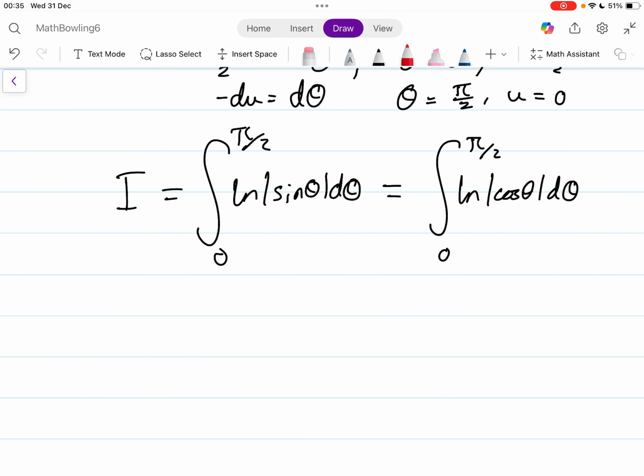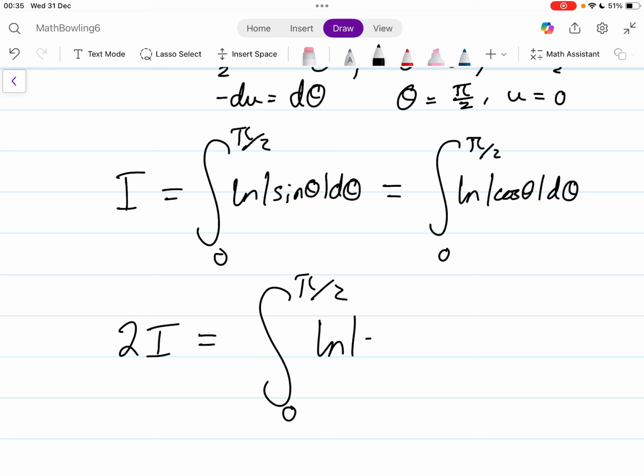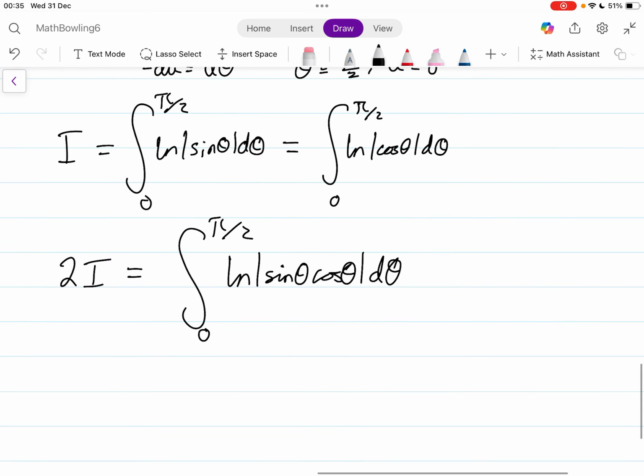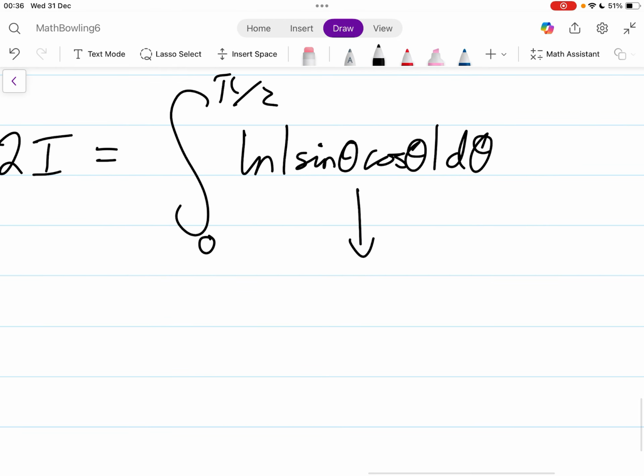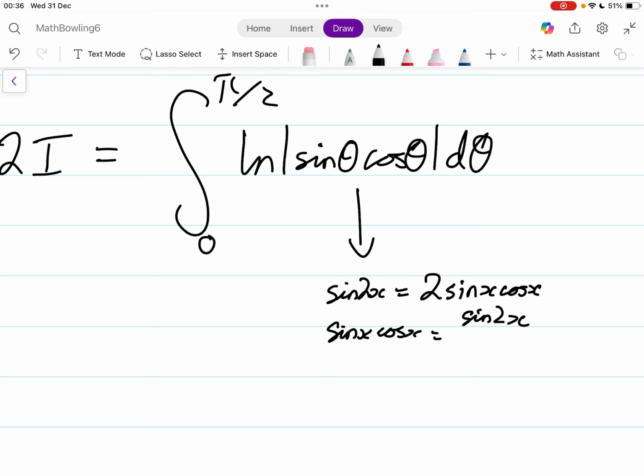So what we're going to do now is take this integral and add it to this one. And that's going to get us 2I equals the integral from 0 to pi over 2 of ln of sine theta cos theta. Using our log rules, we can multiply them together inside. This here, we're going to want to change into terms of sine 2 theta. So sine, I'll use x here, 2x equals 2 sine x cos x. Sine x cos x equals sine 2x over 2.